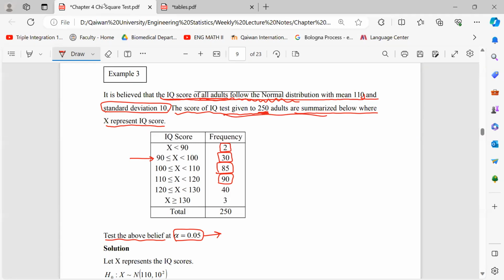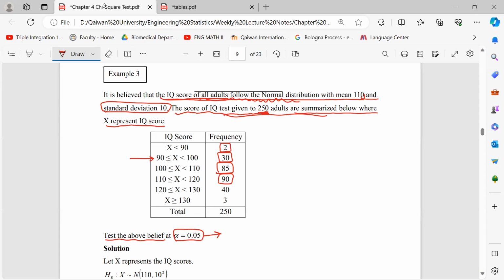In the above one it says it's believed that the IQ score of all adults follows the normal distribution. This is the H naught. What's H1? We say it's believed that the IQ score of all adults doesn't follow the normal distribution. This is H1. It's opposite to H naught. You need to write down both H naught and H1 first, and all the given information.